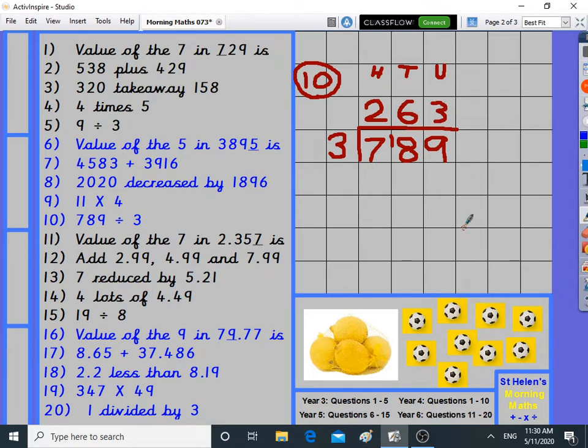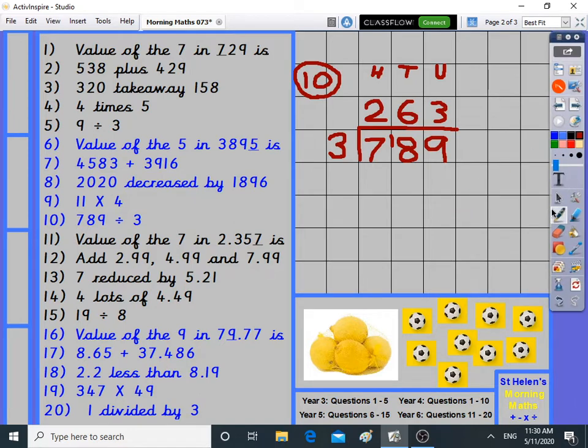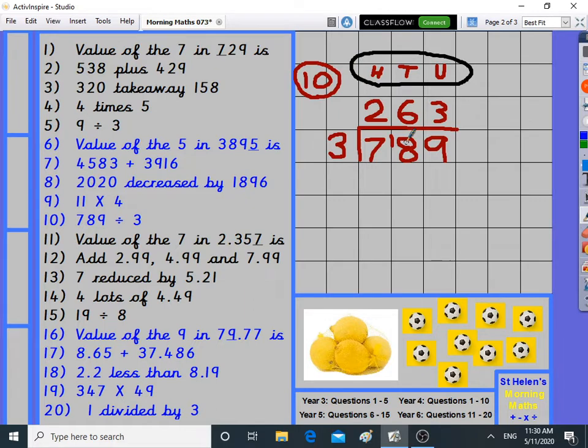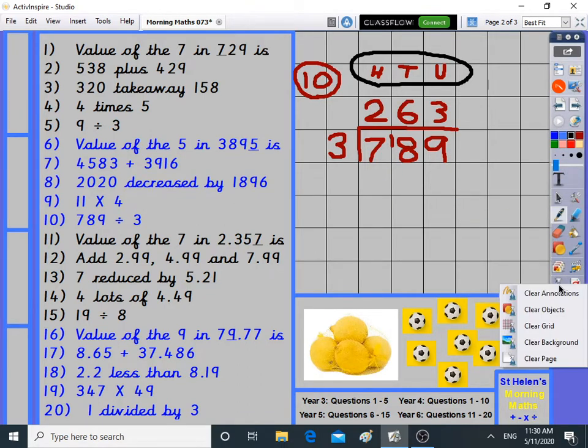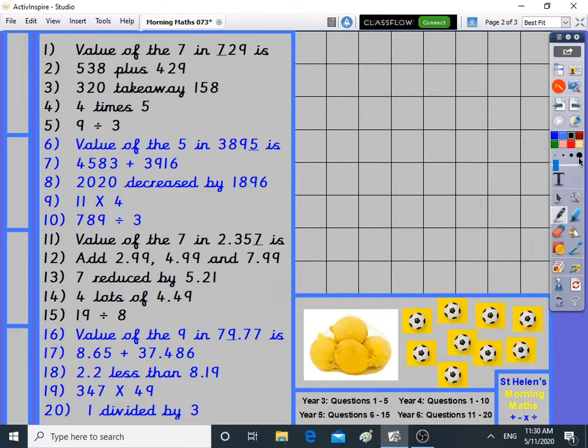Our answer is 263. So we don't normally talk about hundreds, tens and units when we're doing the bus stop. But that's what we're actually doing. We're seeing how many 3s fit into 700s, how many 3s fit into 18 tens, how many 3s fit into 9 units. And we're finding our answer of 263. This is a really short way of sharing out 789 footballs between 3, which would take ages. Time for the year 4 level work, year 5 level work.